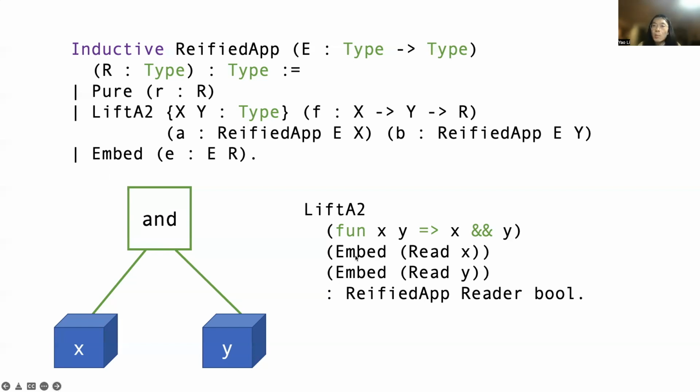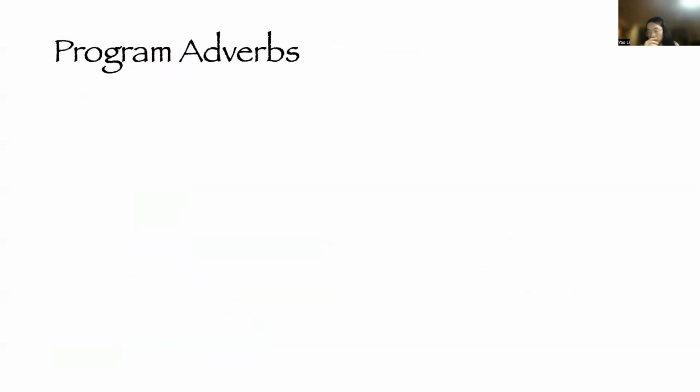Program adverbs are not just data types. They also contain some general theories that can be used for reasoning about semantic properties, such as some parallel properties about the circuits. For the sake of time, we do not show adverb theories here, but you can find them in our paper. I found it useful to understand program adverbs in comparison with effects.